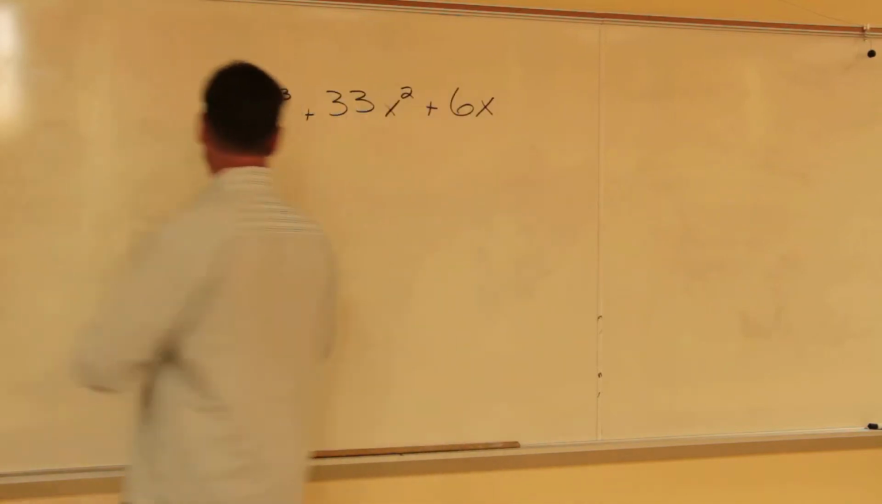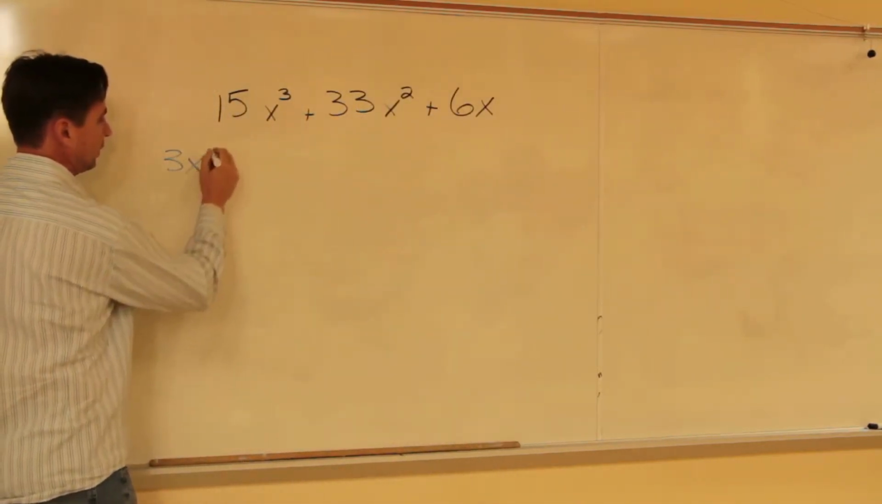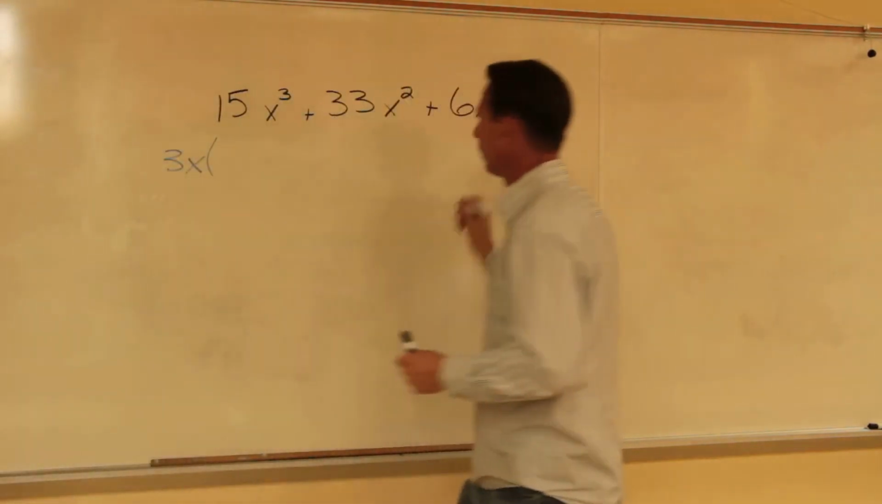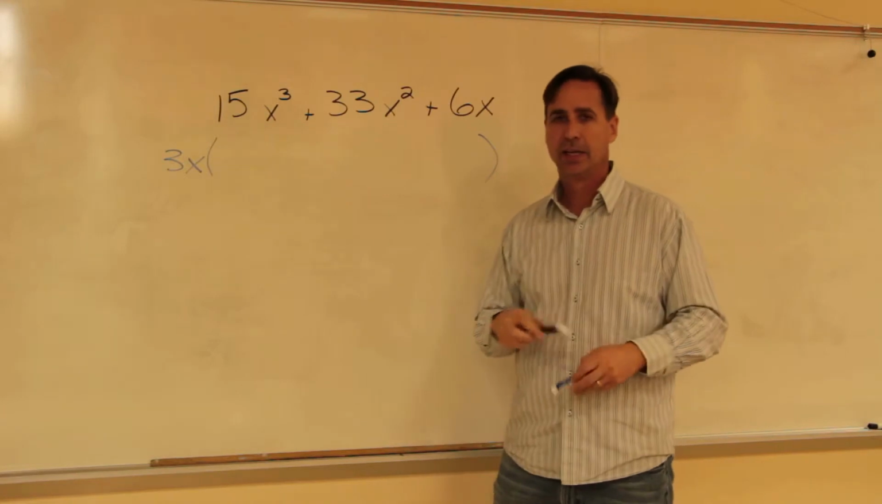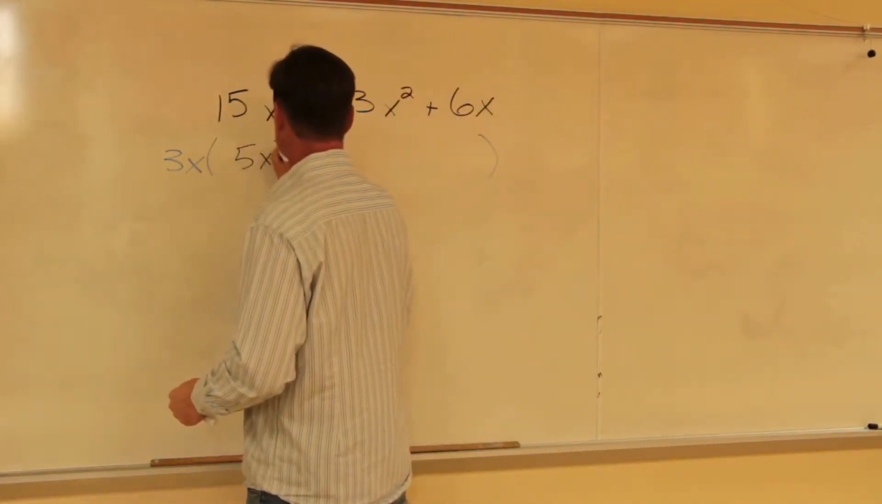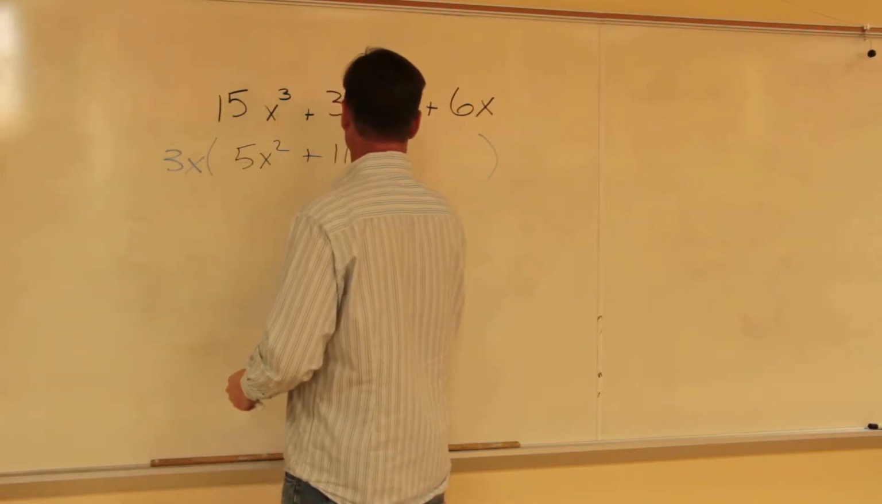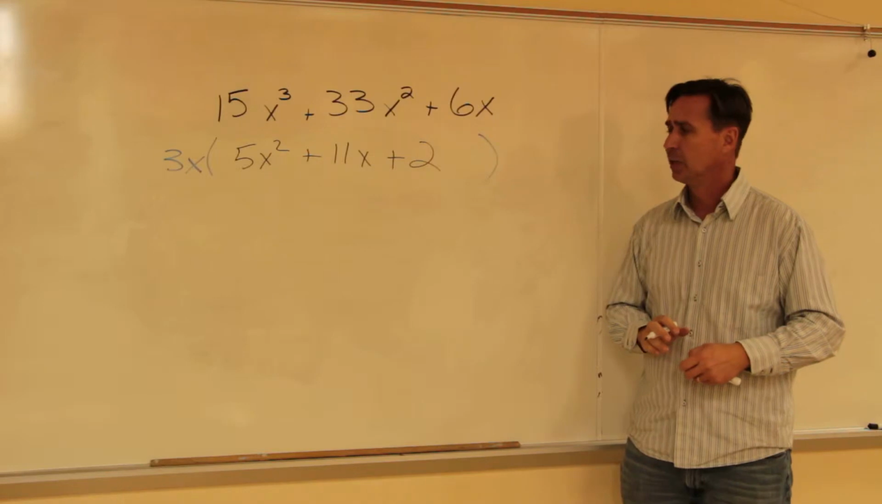Well, I can see that it has a 3x in common. If you look at each of these terms, there's a 3 and there's an x. And that leaves me with 5x squared plus 11x plus 2.